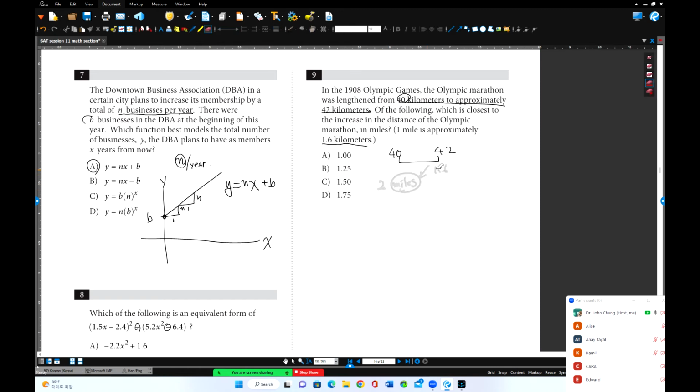I'm sorry, I misunderstood. This is in kilometers. 40 kilometers, 42 kilometers, so 2 kilometers increased. 1.6 kilometers is 1 mile. So we did this before, same things. 2 kilometers, times 1 mile over 1.6 kilometers, and the unit is miles. Use your calculator quickly. Do not calculate by hand. I'm going to use my calculator. 1.25.